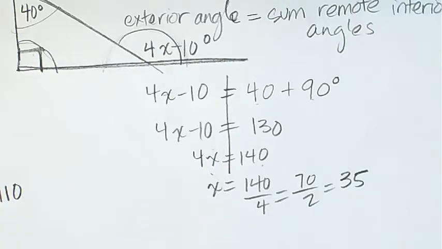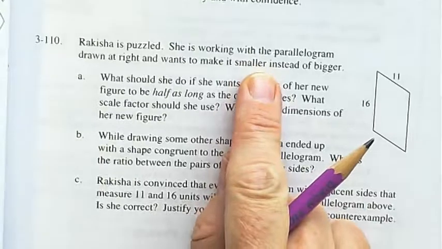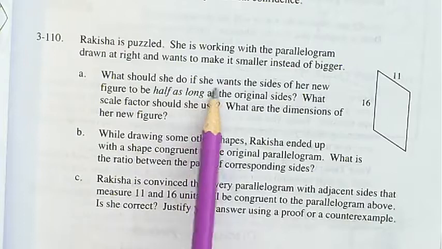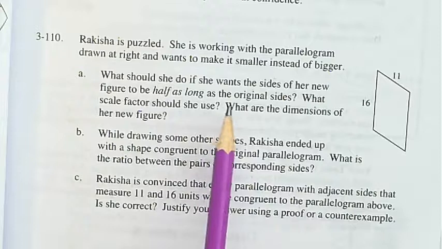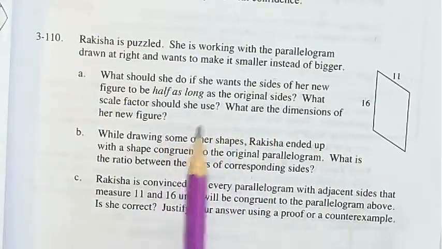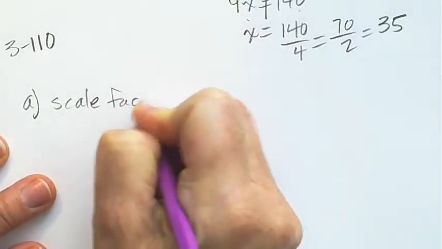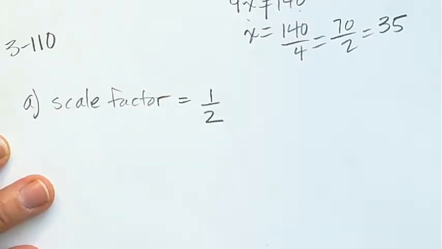Okay, 3-110. Rakisha is puzzled. She is working with the parallelogram drawn at right, and she wants to make it smaller instead of bigger. What should she do if she wants the sides of her new figure to be half as long as the original sides? What scale factor should she use, and what are the dimensions of her new figure? Well, if she wants them to be half as long, then her scale factor should be 1/2. She's just going to multiply the sides by 1/2.